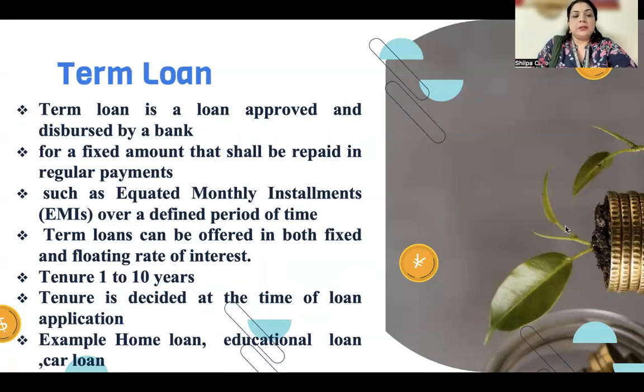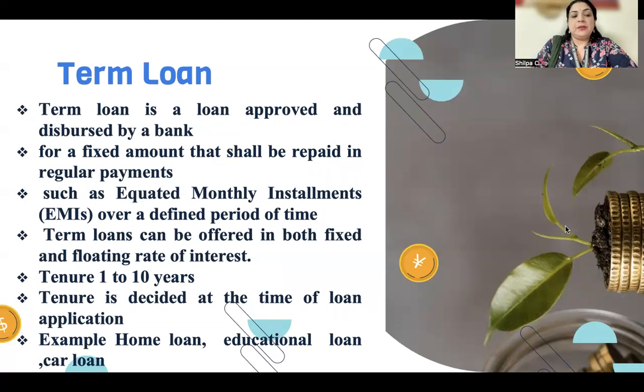Moving on to the third way of granting a loan, a term loan. A term loan is a loan approved and disbursed by a bank for a fixed amount of money that should be repaid in regular payments. This is done through an equated monthly installment over a period of time. Term loans can be offered at both fixed and floating rates of interest.